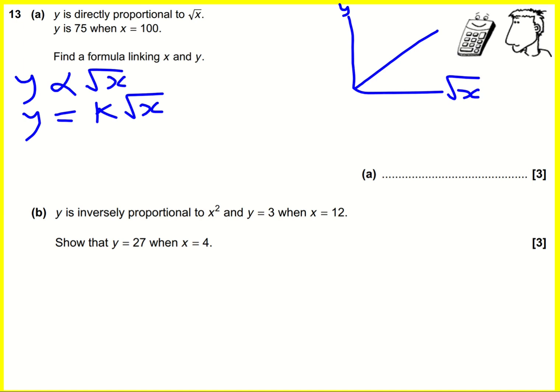And make sure you can go along these steps, because if you can do this and understand it, then these questions are not too bad. So where am I left with? I just need to find out what k is.